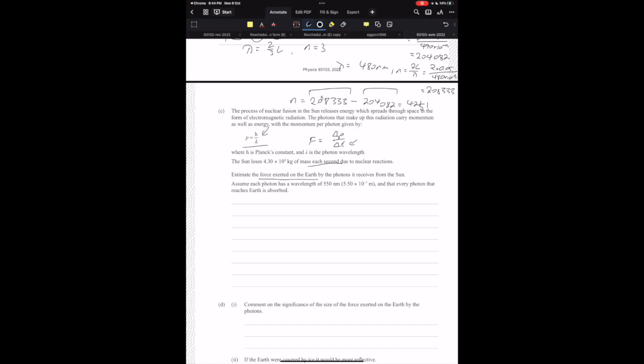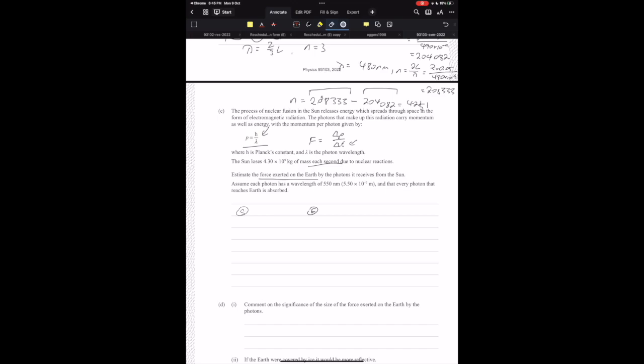But the sun doesn't emit one photon and that one photon hits the Earth. The sun emits a lot of photons and only some of those photons hit the Earth. So if we draw this out like a diagram, we'd have the sun here and we have the Earth over here.